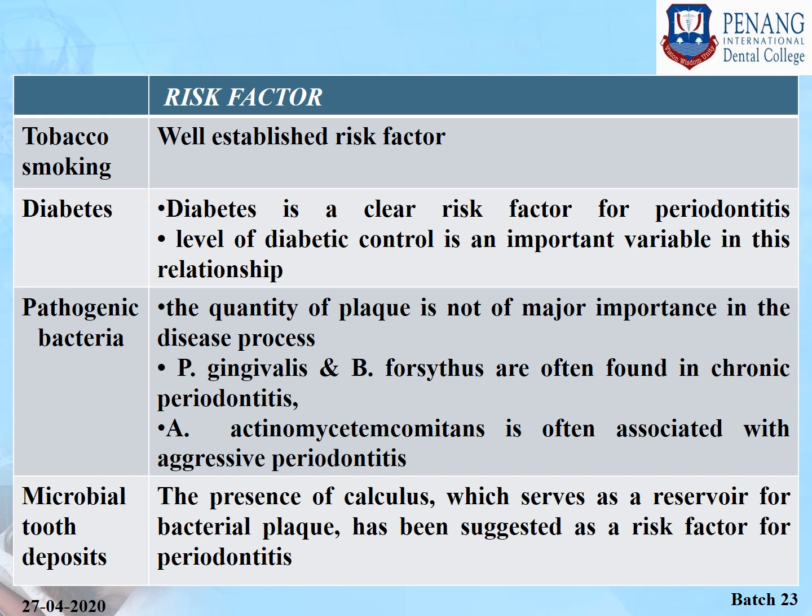Then comes pathogenic bacteria. It is well documented that the accumulation of bacterial plaque is the first and foremost cause of gingivitis, and gingivitis can be reversed with the implementation of good oral hygiene measures. So the quantity of plaque is not of major importance in the disease. As we have seen, there is an association between some bacteria and specific diseases, as P. gingivalis and B. forsythus are found more in patients with chronic periodontitis, and Aggregatibacter actinomycetemcomitans is often associated with aggressive periodontitis.